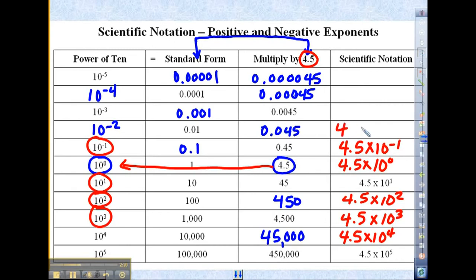And let's just continue filling out this pattern. 4.5 times 10 to the negative 2 power. 4.5 times 10 to the negative 3 power. 4.5 times 10 to the negative fourth power. 4.5 times 10 to the negative fifth power.